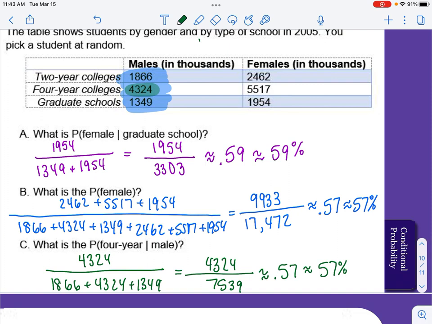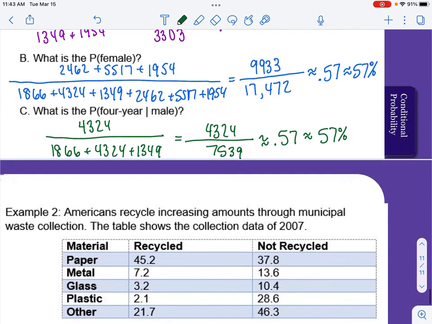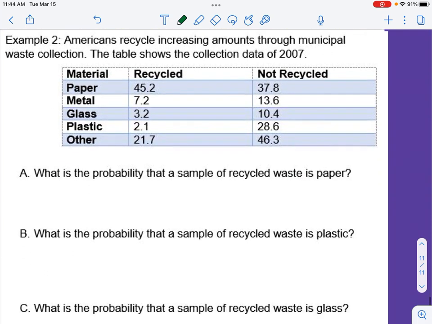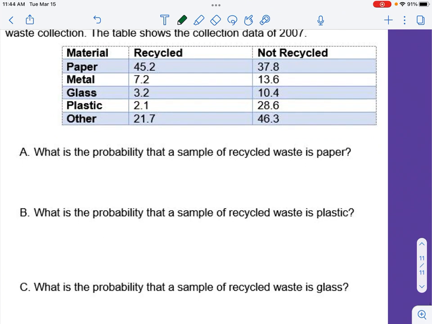We'll go ahead and go on. We'll just have another example. Americans recycle increasing amounts through municipal waste collection. The table shows the collection data of 2007. So, these ones are worded slightly differently. They don't have our shorthand, our way to tell what information goes on top and what goes on bottom. So we have to think through these a little more.